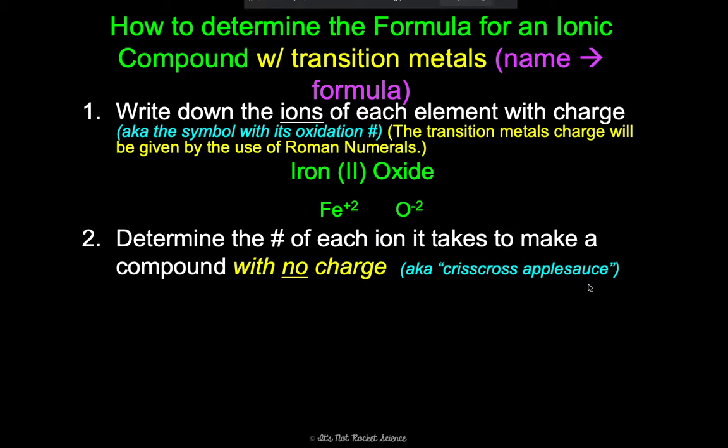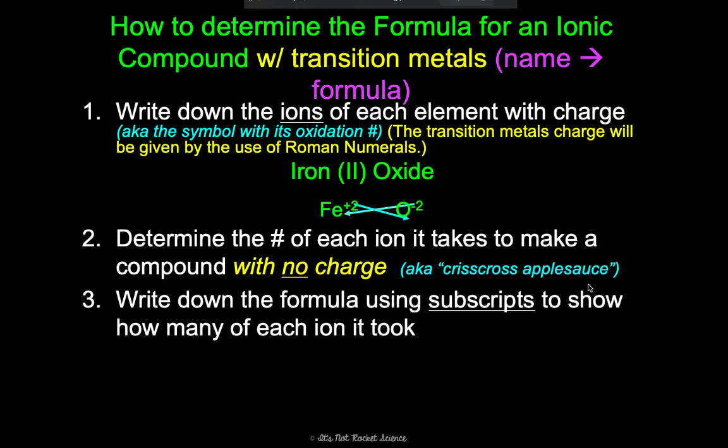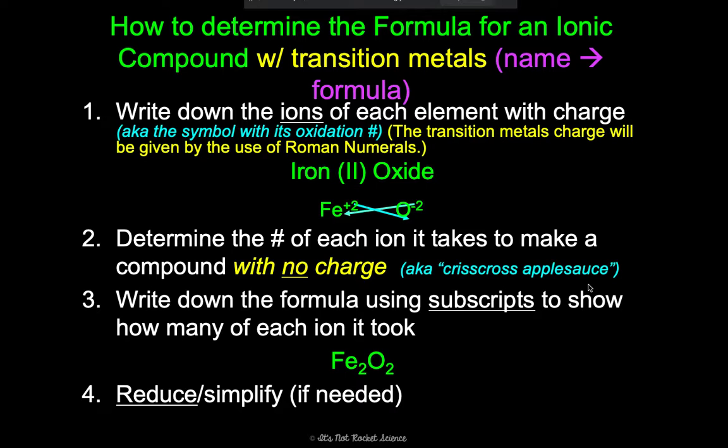So we're going to determine the number of each ion it takes to make a compound with no charge. We're going to do the crisscross applesauce method we've been doing this entire time. So again, you're going to cross and drop that charge, so those numbers are your subscripts. You're going to write down the formula using those subscripts to show how many of each ion it took. So you have Fe with 2, O with 2, and then you can reduce and simplify as needed. Based off the fact that they both have the same subscript, we can reduce. So that gives us this as your final product.